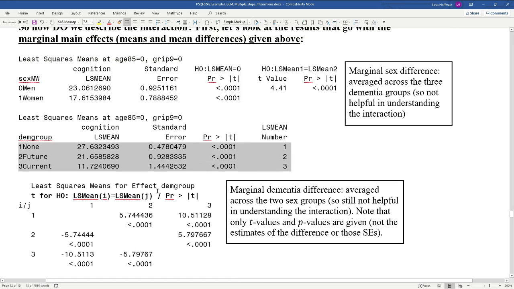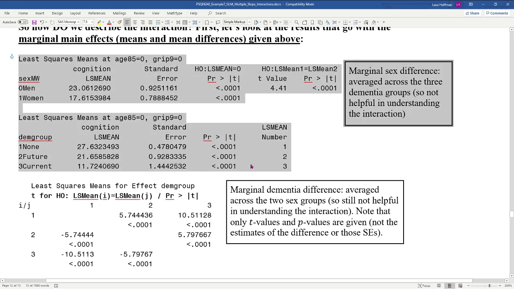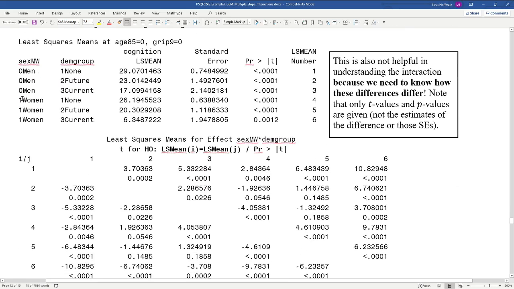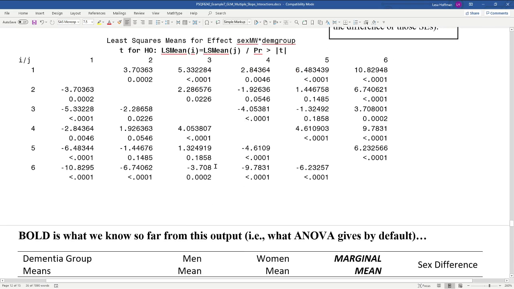And so these to me are exceedingly unhelpful because they do not tell us anything about the interaction term, and they also don't really tell us anything, like, these means don't apply to any particular people. They are averages across groups of people, and the whole point of the analysis is trying to figure out how groups differ from each other. So this traditional marginal means and mean differences, I think, is useless. Then we get into the cell means, and I asked SAS to give me all possible pairwise differences between the 6 cell means, but only some of those are going to be relevant in understanding how the simple effect of one predictor varies as a function of the other as a moderator. So that's not really helpful either.